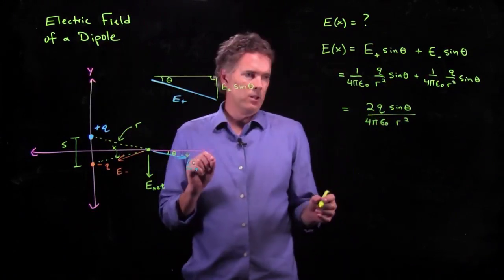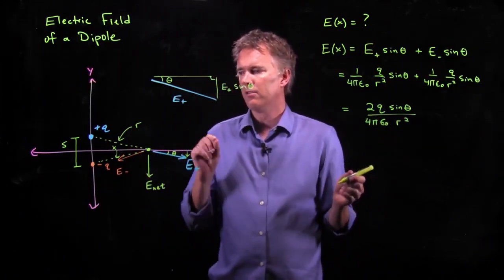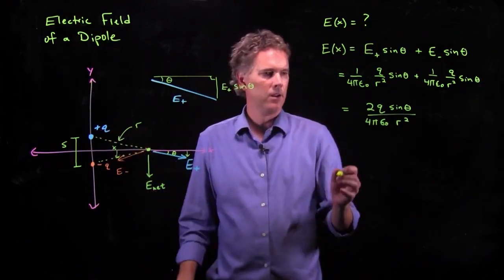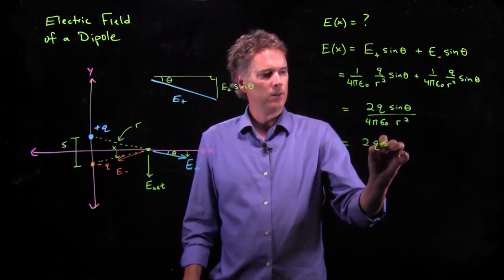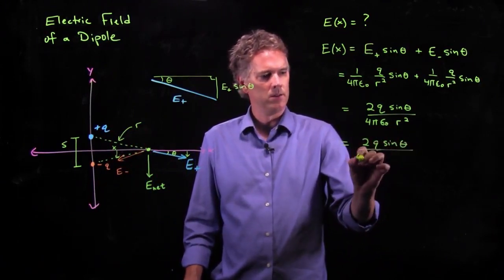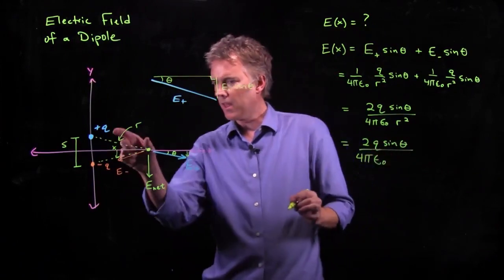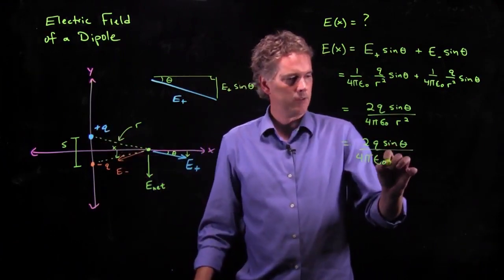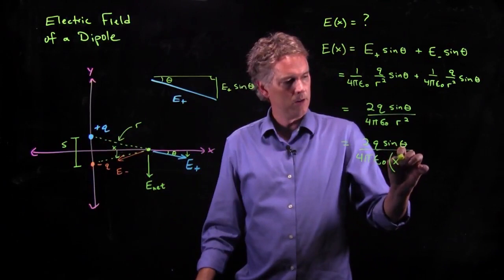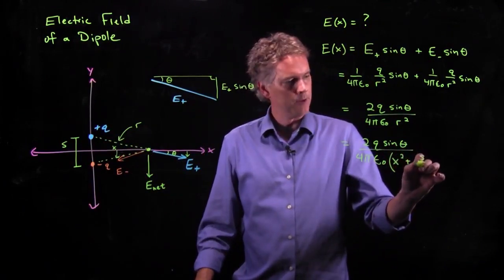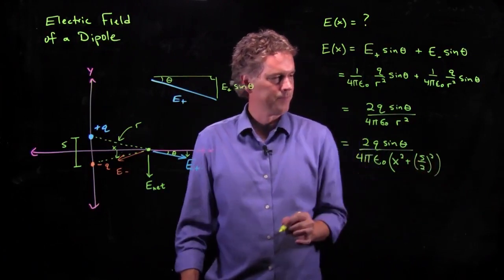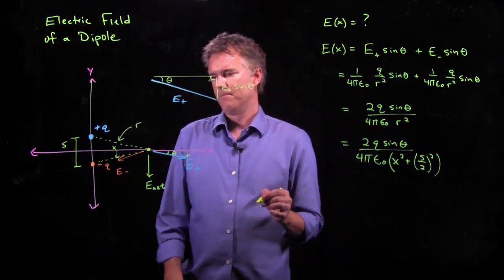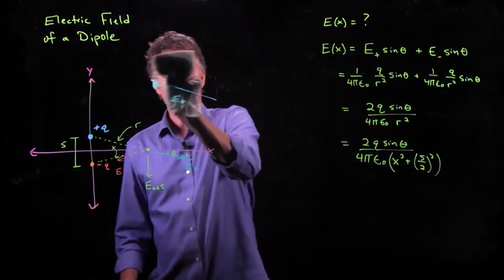And now we have to think a little bit about this r. What is r? Well, that's r. It's this hypotenuse of this triangle right here. So r squared, we can probably write that out, because the hypotenuse squared is just equal to one side squared plus the other side squared. And so it is x squared plus s over 2 squared. What about this sine theta? Sine theta is a tricky one. Let's figure that out.